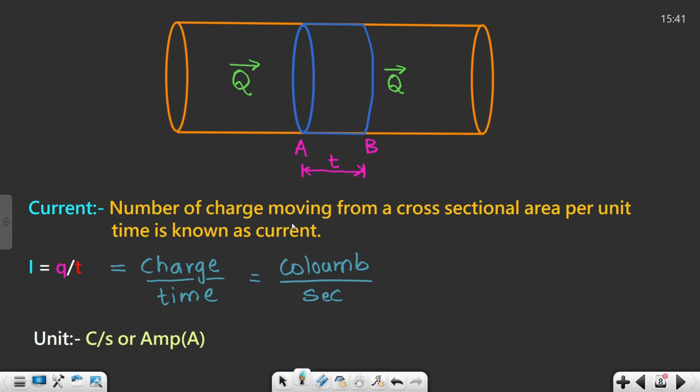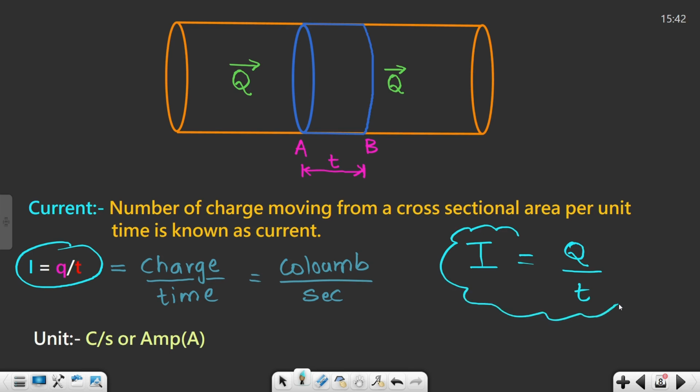Again I'll repeat: the amount of charge is denoted by Q. Q is nothing but charge. The charge moving through a cross sectional area per unit time is known as current. This is the definition: I equals Q by T. Its unit is C by S, because charge is measured in coulombs and time we generally take in seconds. I hope you understood this definition. You can relate it with this one.